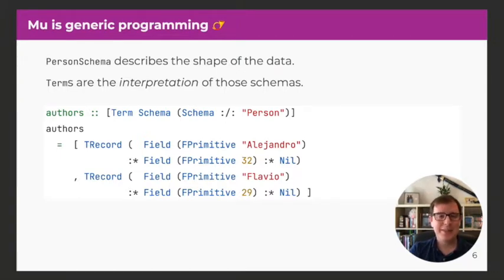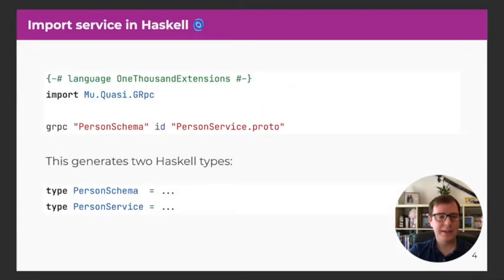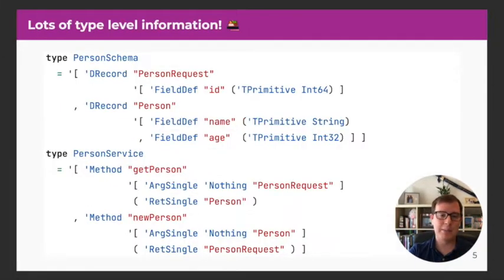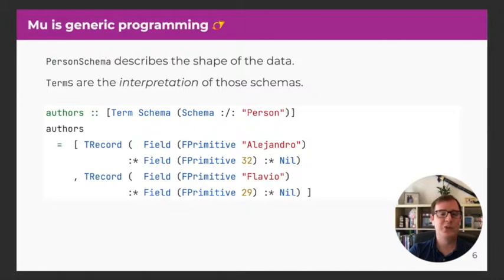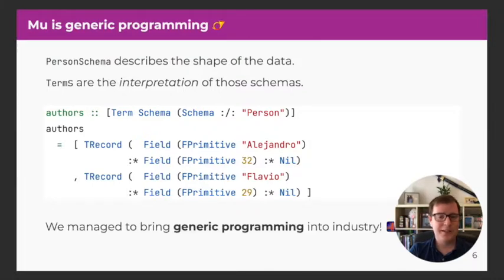So as you see, maybe this encoding is not so nice and it would be very hard to type. But what we did with this line of grpc is basically leverage Template Haskell to generate all this type level encoding coming from the service declaration files, so that you don't have to do it. So that's a plus. And this way we managed to bring generic programming into the industry, which we're very happy for.